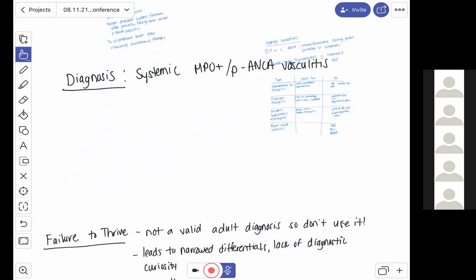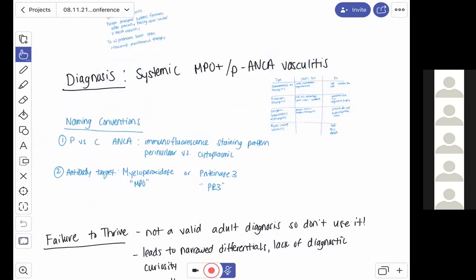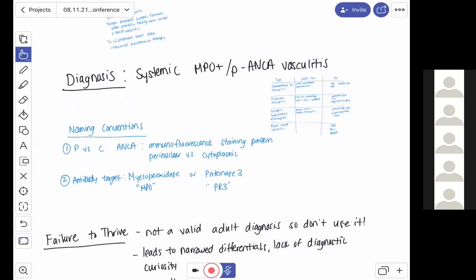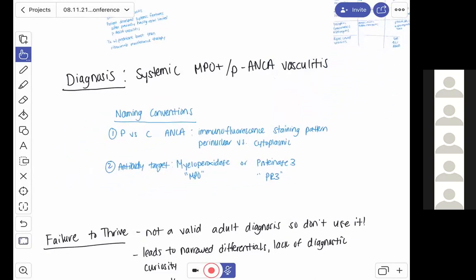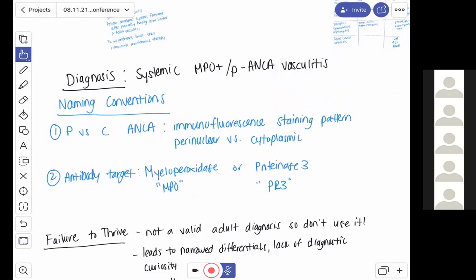Okay. Just a few points on naming conventions. Sometimes in rheumatology notes, you'll see things like P-ANCA, C-ANCA. That has to do with the immunofluorescent staining pattern, so perinuclear versus cytoplasmic. And if you see MPO or PR3, that has to do with what antibody is being targeted, either myeloperoxidase or proteinase 3. Usually MPO goes with P-ANCA, usually PR3 goes with C-ANCA, but there can be crossover. That's just for you to better understand if rheumatology or nephrology is leaving notes, what these things mean.